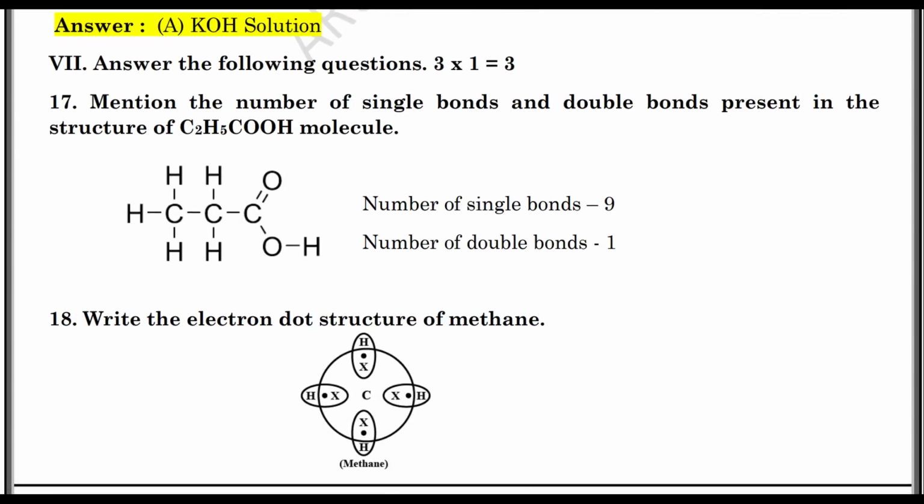Next, mention the number of single bonds and double bonds present in the structure of C2H5OH. Just draw the structure of the ethanoic acid. Sorry, it is propanoic acid because it contains 3 carbon atoms. How many single bonds are there? 9 single bonds are there. Number of double bonds is 1.